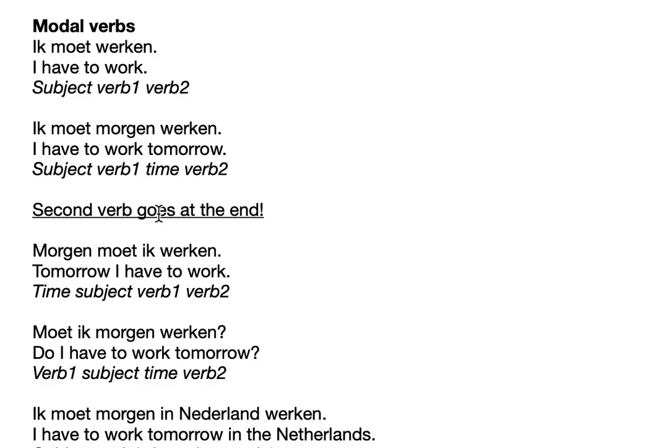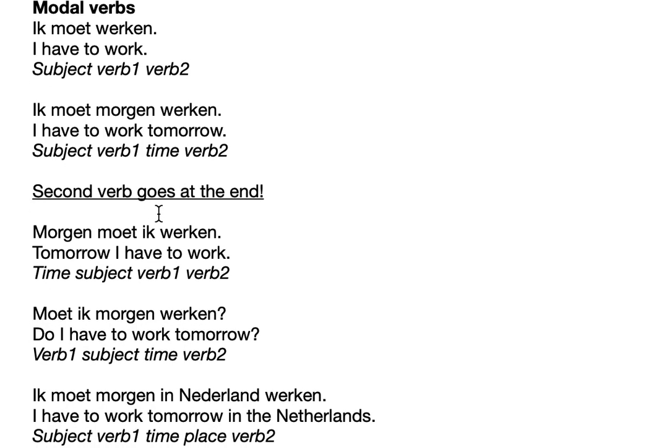But what happens if you put this time in the beginning of the sentence? What happens then? How does it change? Tomorrow I have to work. Morgen moet ik werken. So you again have this inversion here. Moet ik, and that's wrong again. I have to put the subject here. There you go. That's better. So time, verb 1, subject, verb 2. Morgen, that's the time, and then the inversion, of course. The first verb goes here, then your subject, moet ik werken. And, well, the second verb goes at the end, as usual.